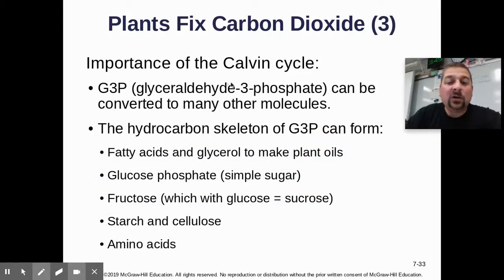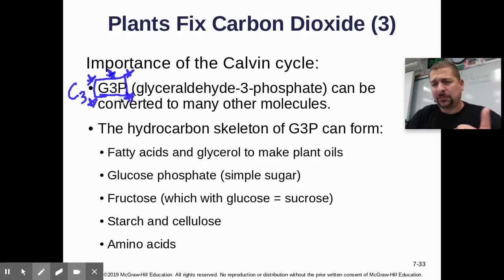Again, our end goal is every 3 turns, every 3 carbon dioxides, to spit out a G3P, a glyceraldehyde 3-phosphate. Remember, this is a C3 molecule. This is the important end goal. Why is that? Well, most of the time I thought photosynthesis, the plants make C6H12O6. They make sugar.